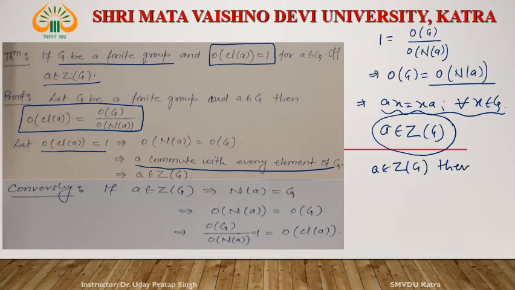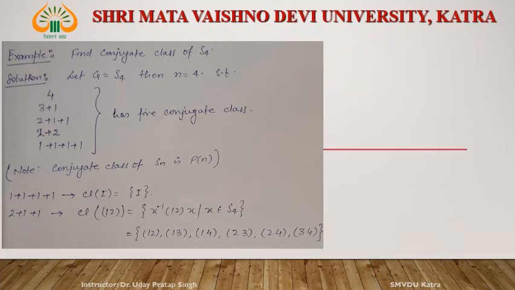Then what is the normalizer of A? This is nothing but the whole G. Then what is order of G by order of NA? Both are the same, and this is equal to 1. And what is order of G by order of NA? This is order of CLA. This is 1. Okay.